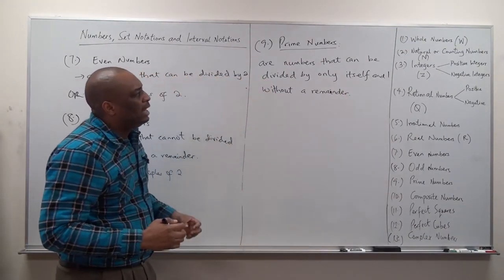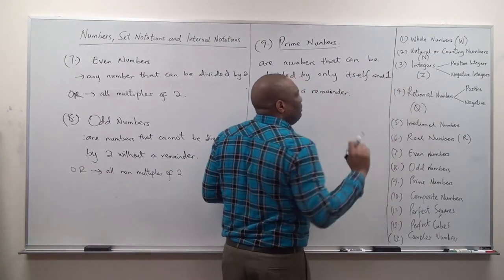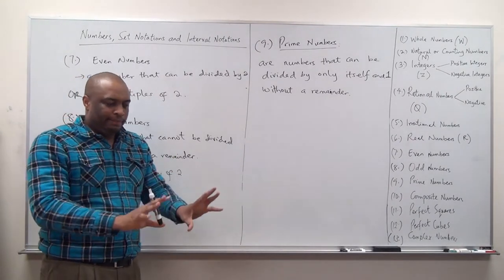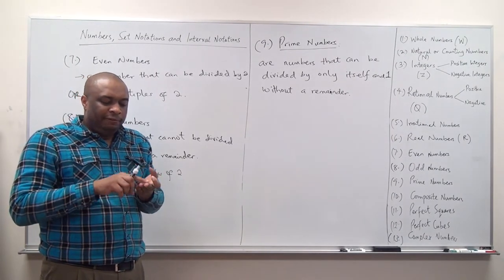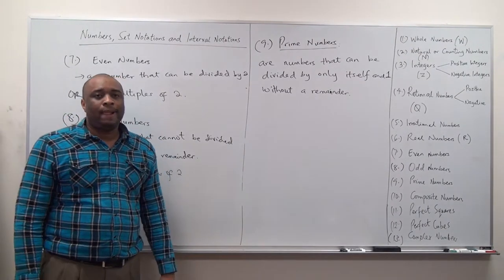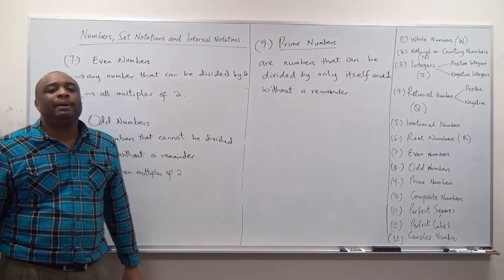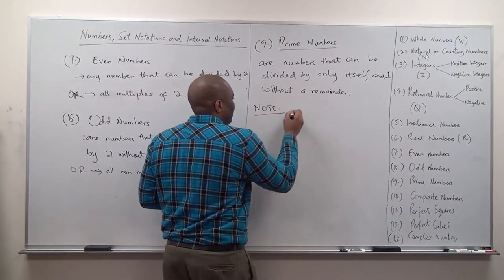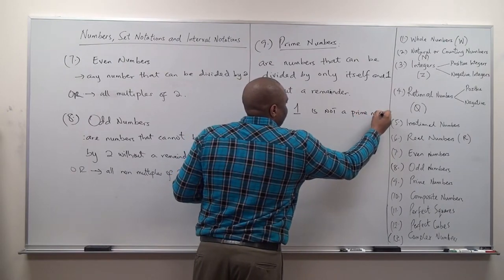So this means that if any other number divides that number without a remainder, then it's not a prime number. If you bring out a number, you divide it by 1, you divide it by itself. If you divide it by any other number and it does not give you a remainder, then that number is not a prime number. But if you divide it by any other number and it gives you a remainder, that number is a prime number. Note, 1 is not a prime number.